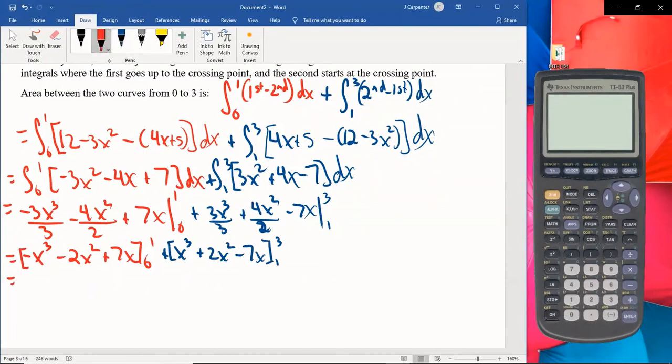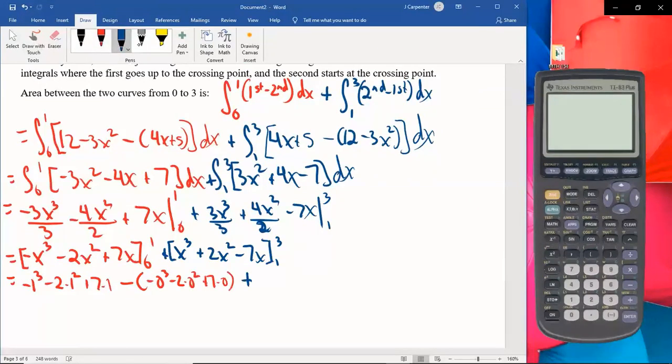All right, let's plug in the ones, the upper limit. So that's negative 1 cubed minus 2 times 1 squared plus 7 times 1. Then minus parentheses, plug in the lower limit, 0. It's going to end up with a bunch of zeros. Negative 0 cubed minus 2 times 0 squared plus 7 times 0.